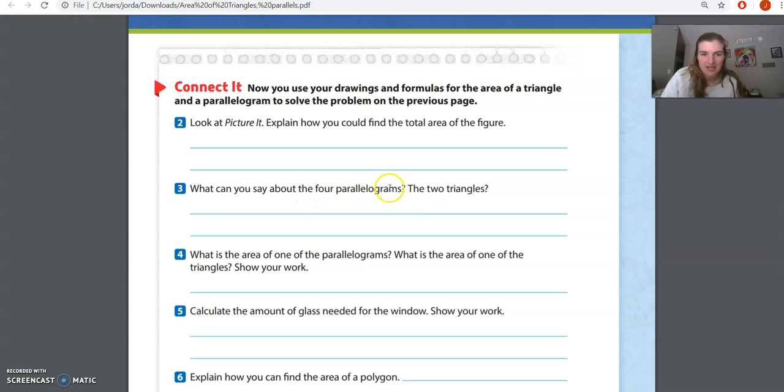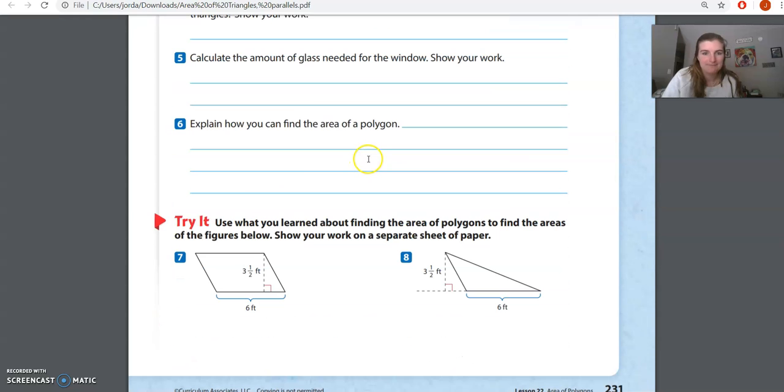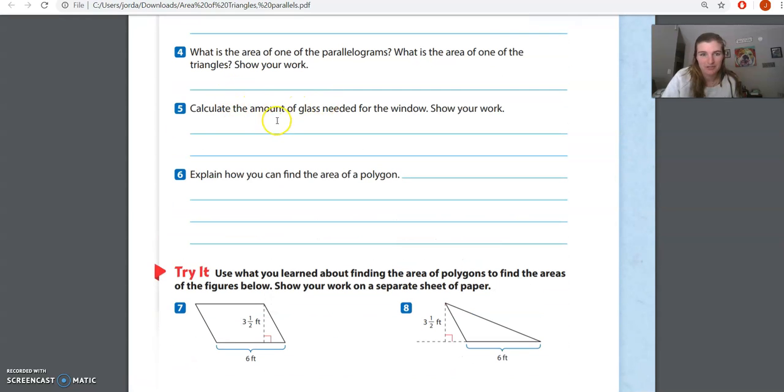I know to find the area of the 4 parallelograms, base times height, and the 2 triangles, half of the base times height. Area of the parallelograms we already did. Area of the triangles we already did. Calculate the amount of glass needed for the window. Add them together.